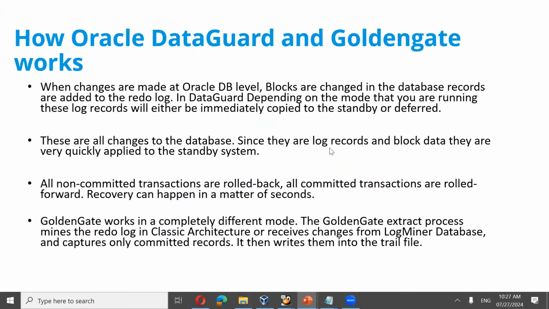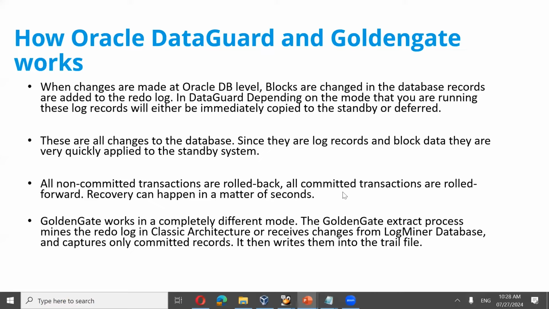Now, how do Oracle Data Guard and GoldenGate work? When changes are made at Oracle database level, blocks are changed in the database records and they are added to redo logs. In Data Guard, depending on the mode that you are running, these records will be immediately copied to the standby or deferred. Data Guard also has multiple types of modes. These log records can be immediately copied to the standby, or you can defer it as per your requirement.